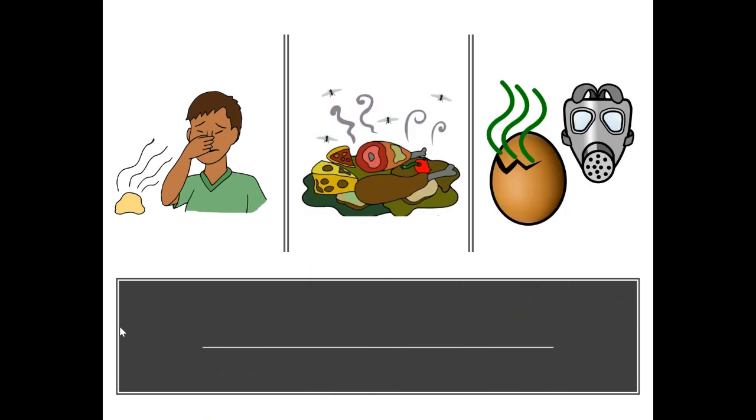Number 5, what do you notice or see? I notice or I see. Well, in the first picture, I noticed the boy is plugging his nose because something's very smelly or gross. In the second picture, I noticed the food looks really old and gross and slimy. In the third picture, I notice a cracked old egg and there's a mask because the egg smells so gross. And why are all these things so smelly or gross? So how are these pictures the same or similar?